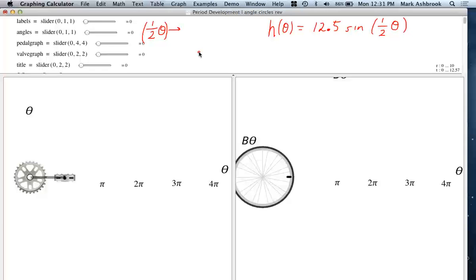Yeah, there are 2 circles, right? Which circle? It's either the pedal or the tire valve. Is there any evidence for one or the other? Looking at the h function, is there any evidence that it might be about the tire valve or the pedal? Would it be the tire valve because of the 1/2 theta?